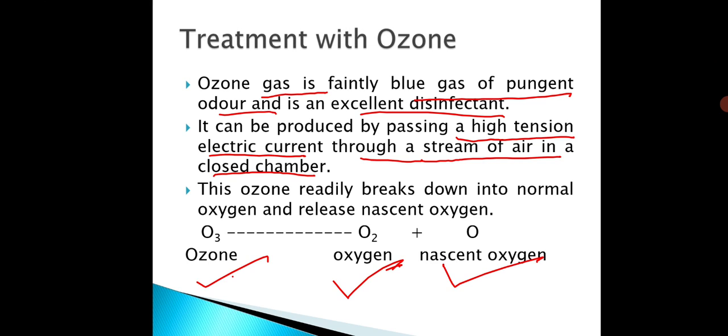The ozonized water becomes tasty and pleasant. Then it has certain disadvantages also. It is very costly and it needs electricity for its manufacturing, and as it is highly unstable, it does not ensure safety against future contamination, and an apparatus called an ozonizer is required for manufacturing of ozone. So this is all about the treatment with ozone.